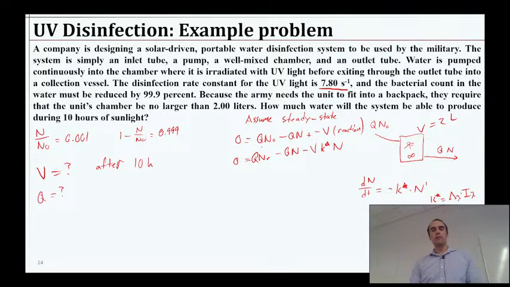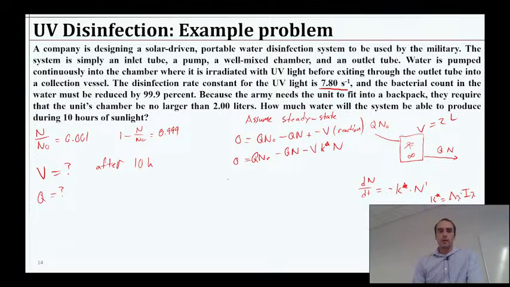So we'll just leave it as k star, and then this is just a very standard mass balance system on a CSTR. The only difference is we need to solve for the total volume after 10 hours, meaning we should probably solve for Q, which we don't often solve for, and then multiply that Q by 10 hours, and there we go. Okay, so that's going to be the approach.